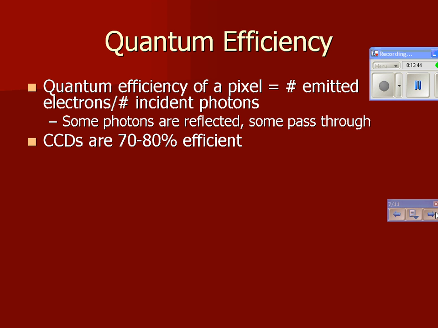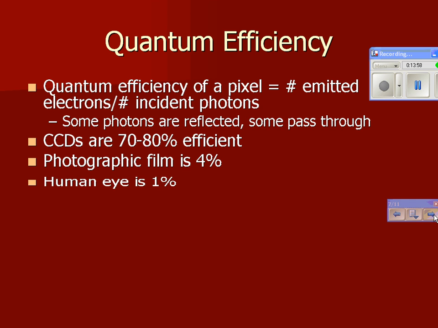Back in the old days when we used film to take pictures of things, it was much less efficient. Photographic film was like 4%, okay? Most of the photons bounced right off and didn't cause a chemical reaction. The human eye is 1%. Think about that. Most of the photons going into your eye aren't causing the cells in your retina to do anything. 99% of them are just bouncing around and coming back out and nothing. So a CCD is much more sensitive to the photons than your eyeball is.